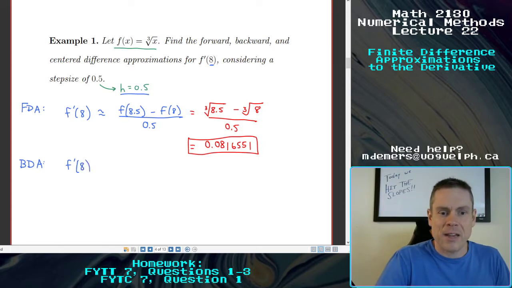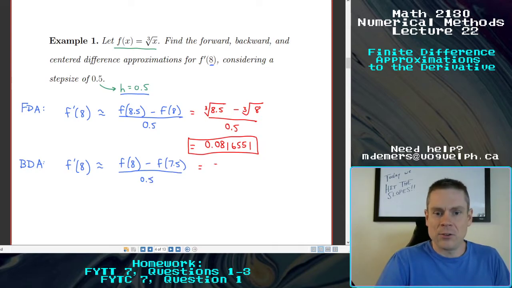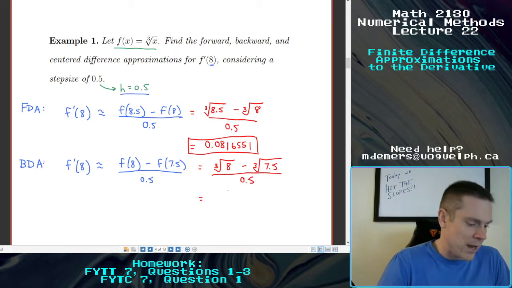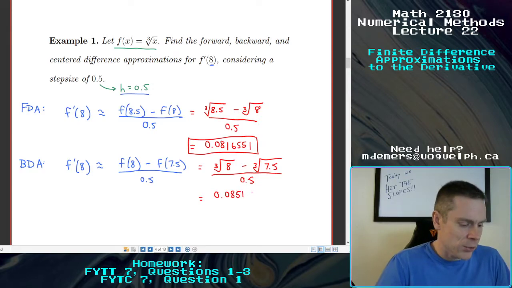So f prime of 8 for backward difference approximation is going to be f of 8 minus f of 7.5 over that h value of 0.5. And so this is nothing more than the cubed root of 8 minus the cubed root of 7.5. Dividing that by 0.5 is the same as multiplying the answer by 2. But you end up with 0.085132359.